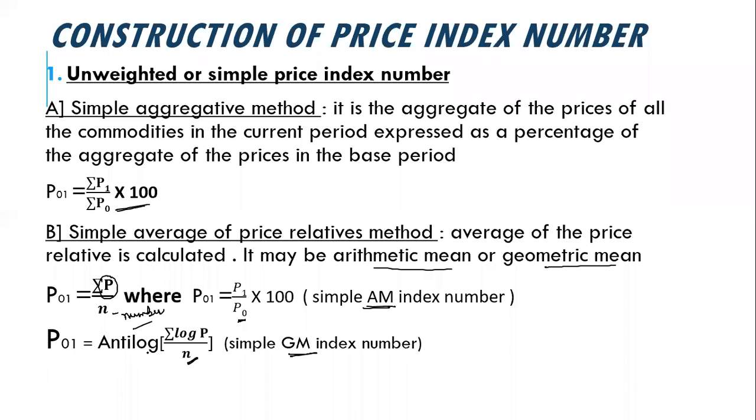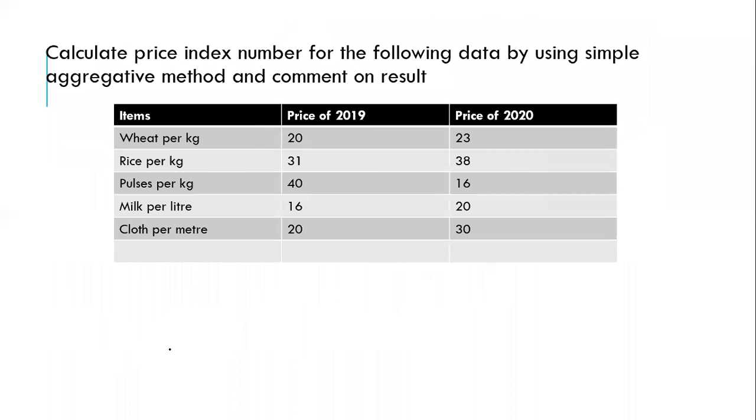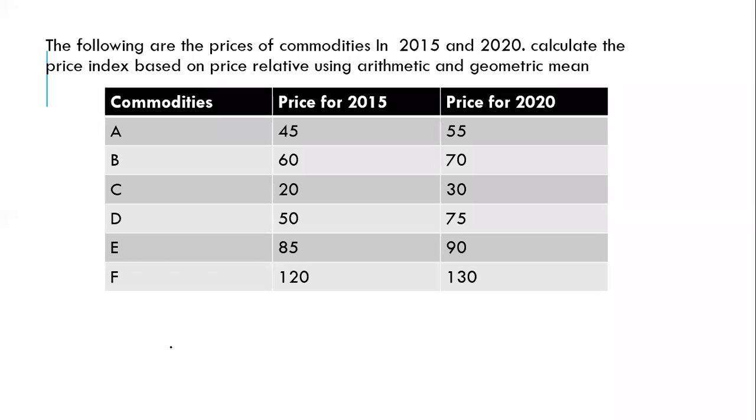So when you do that problem, I will explain that problem once again where you will understand it clearly. Okay, we'll come to this problem. The following are the prices of the commodities in 2015 and 2020. Calculate the price index based on price relative using arithmetic and geometric mean. So what information have they given us? They have given us information relating to commodities, the price for 2015 and price for 2020.